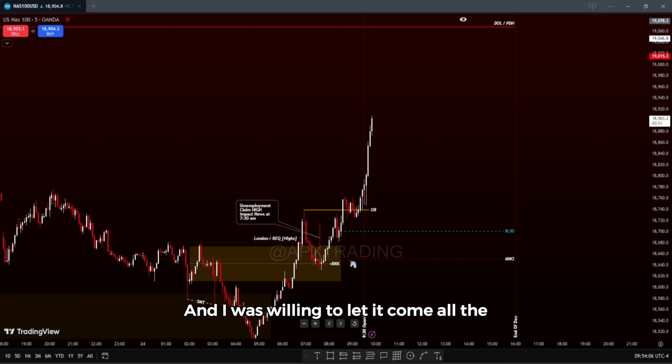And I was willing to let it come all the way back down there or see my limit order filled at 41.01.50. Now, the high of the day, right around that 1330 high, was exactly 41.01.50. But the difference between the bid and the ask wasn't allowing that limit order to be filled.